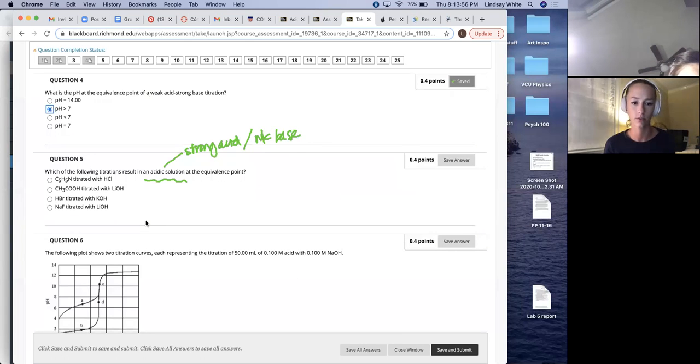So HCl is a strong acid. But so is HBr. KOH is a strong base. Would it just be that? Would it just be this first one? Yes. Okay.